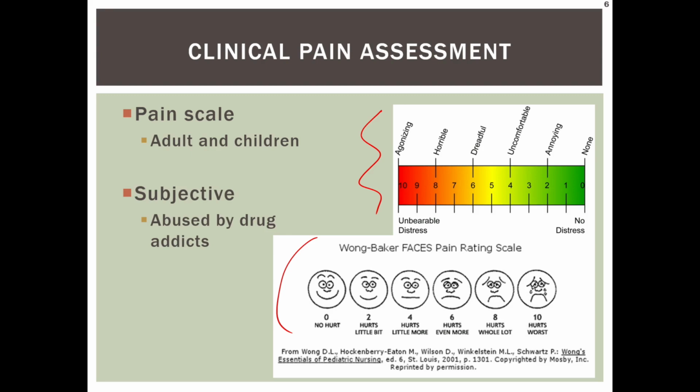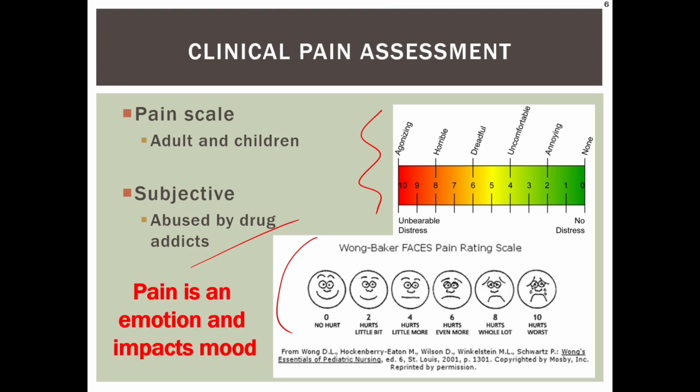Again, as you might imagine, there is a significant subjectiveness to this pain. And so abusers who are seeking out opioid narcotics, for example, know that they can present the subjective elements of pain and seek opiates in this way. And lastly, it's just important to remember that pain has an emotional component and certainly impacts mood. And we'll talk about why that is when we talk about the central brain circuits in a moment.